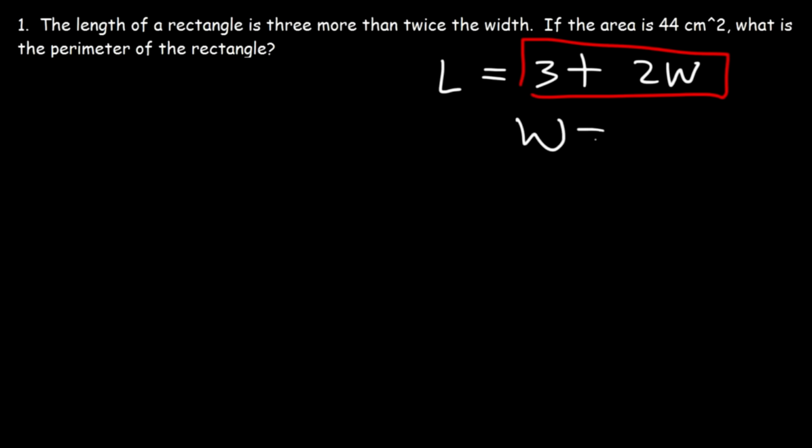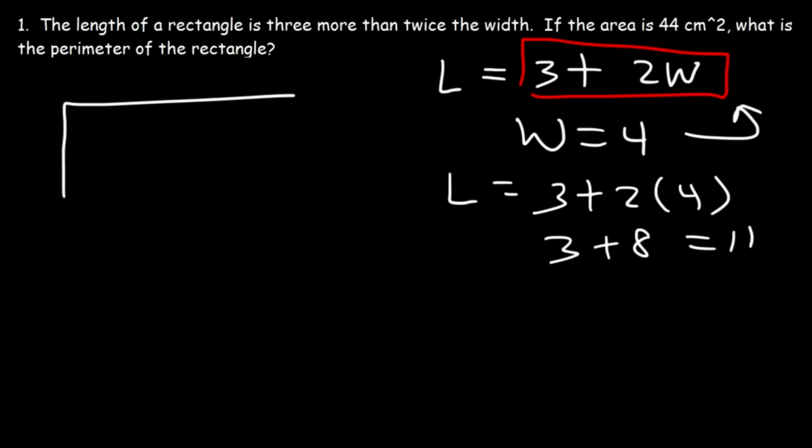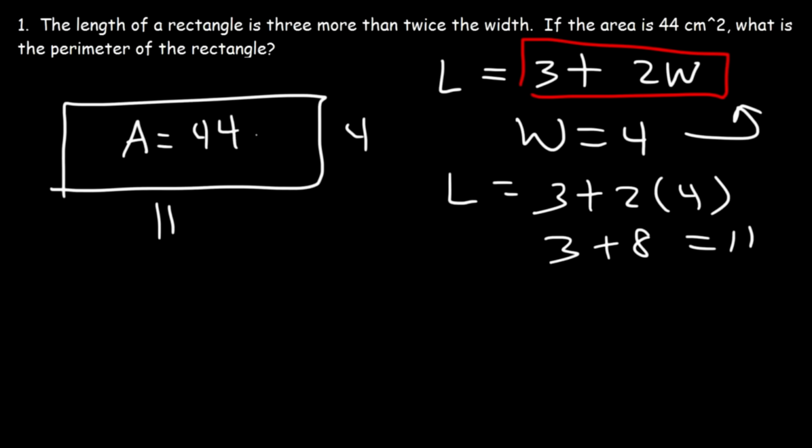So if w is 4, we can now find the length, which is 3 plus 2w, or 3 plus 2 times 4. So that's 3 plus 8, and that's 11. So the length is 11, and the width is 4. And we can see why the area is length times width, 4 times 11, which is 44. So that works out.